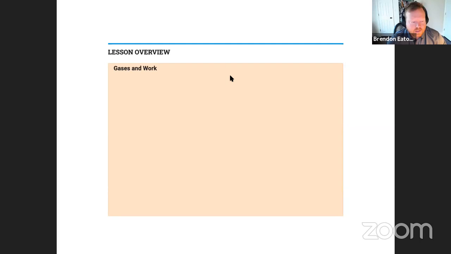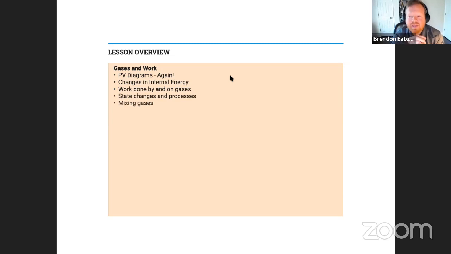All right, and as far as today's lesson is concerned, we're going to start talking with gases and work, specifically PV diagrams again. And like Mr. Mancino said, my students say the same thing as well. They need more time on PV diagrams to really internalize what's happening on those diagrams. Changes in internal energy, we'll talk about how internal energy is changing. We'll speak again about work done by and on gases and help you just one further step in figuring out when work is done by the gas or on the gas, so on and so forth. We'll talk again about state changes and processes, and we'll also deal with mixing gases today.